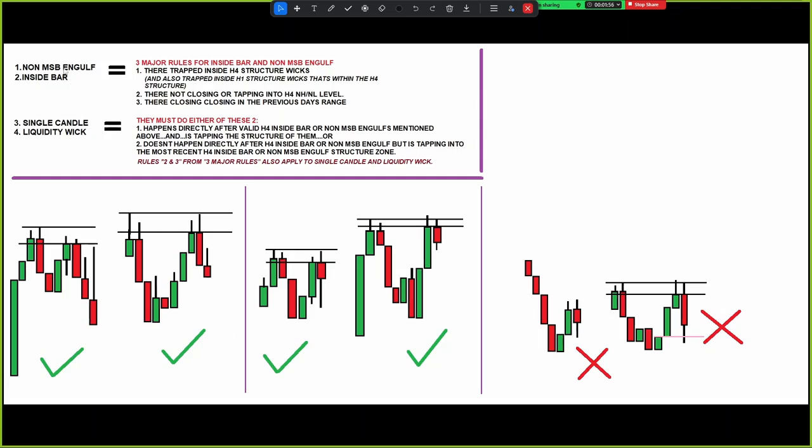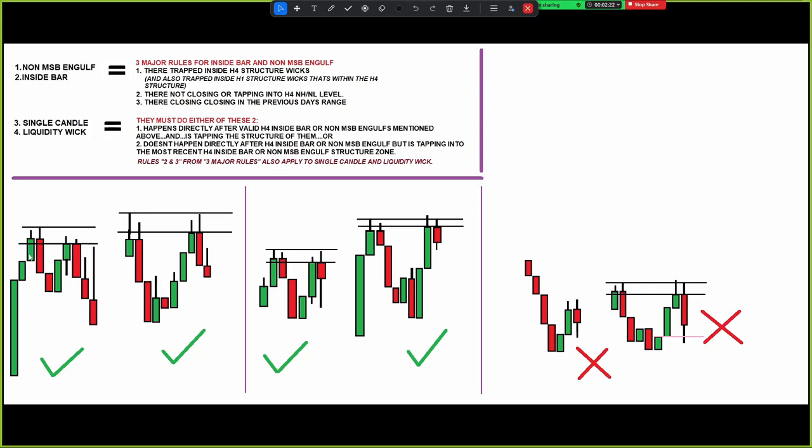So we'll start with non-MSB engulf. So we have this bearish non-MSB engulf. Rule number 1, trapped inside H4 structure wicks. What does that mean? So if this is a bearish non-MSB engulf, obviously we're going to be looking for sells because this is the same direction portion of the course, right? So when is the right time to look for sells when you get a non-MSB engulf? Rule number 1, it has to be trapped inside structure on the H4.